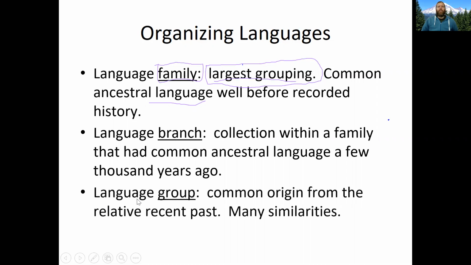And then the last designation is called a group. This is where there's common origins from a relatively recent past. These languages often have many similarities, although they're usually not understandable by two people who speak two different languages. So for example, English's language family is Indo-European, the language branch is Germanic, and the language group is called West Germanic. The West Germanic languages also include Dutch and one called Frisian. So there's a lot of similarities between English and Dutch, for example.